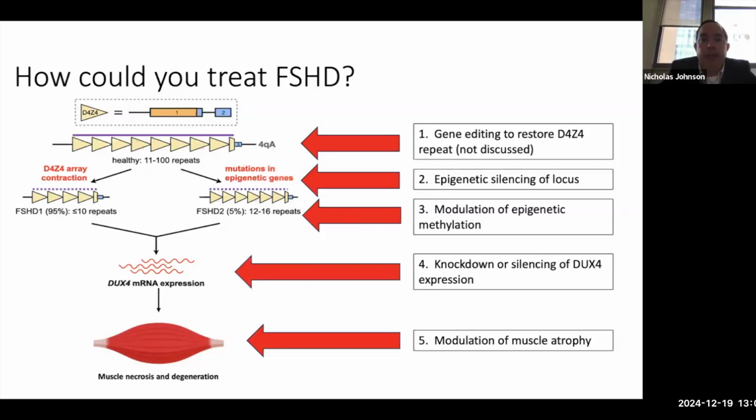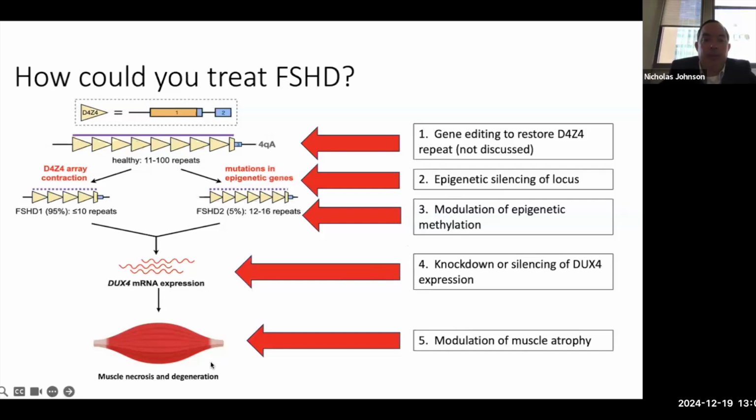The second thing is, that as I said, the DNA is unwound like a ball of yarn that's frayed at the edge. Could you simply rewind it, or what they would call epigenetic silencing of the locus, and prevent DUX4 expression? That's one thing. So there's silencing, and then there's also modulation, which are, in some ways, quite related. And then, you don't want DUX4, you don't need it, you're not using it. Could you knock down or silence DUX4 expression?